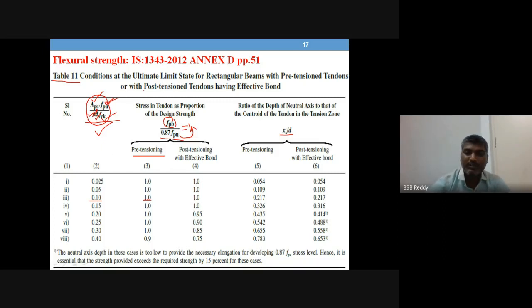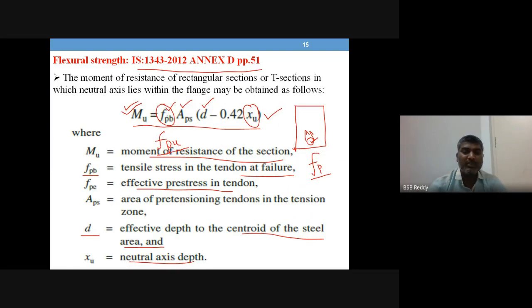Similarly, the XU by D value can be read from this, say if it is pre-tensioned, 0.217. So what is XU? 0.217 into D, right? That is how you get the XU value and the FPB value, and substitute in this equation along with all other parameters, D and all, and you will get the MU value. That is simple to calculate the MU value for a rectangular section.